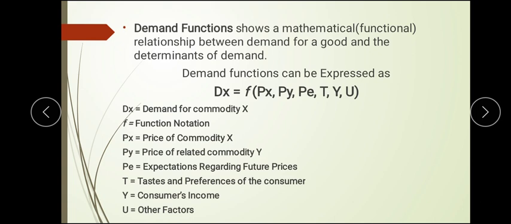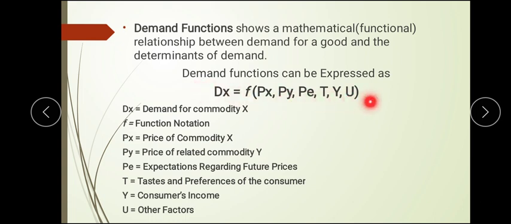So all these six factors can be easily understood with the help of just one equation. If you know this equation, you can easily know how these factors affect demand, and you can easily remember the determinants of demand through this demand function. So the demand function is a mathematical expression or functional relation. It shows the functional relation between the demand and its determinants.